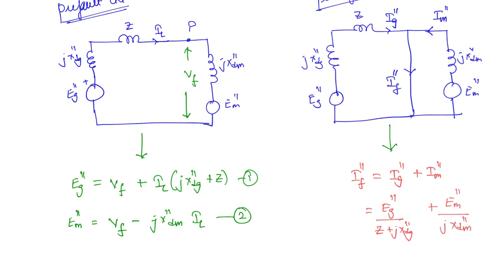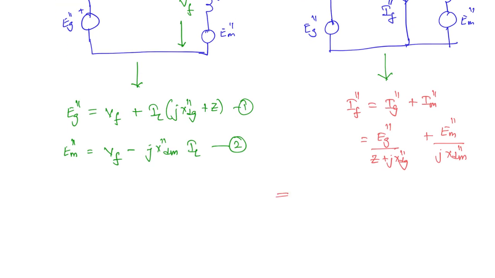Now you have these values EG double dash and EM double dash from here. So if you are going to substitute here, then the final value of the fault current that you are going to get is, substituting the EG double dash and EM double dash values from equations 1 and 2.